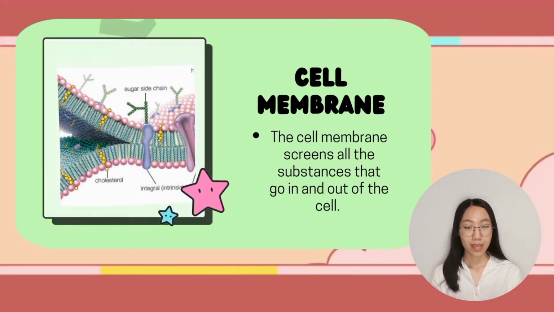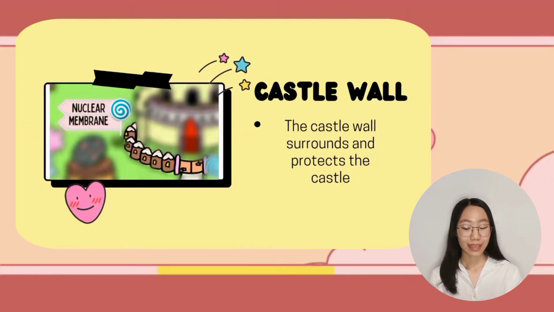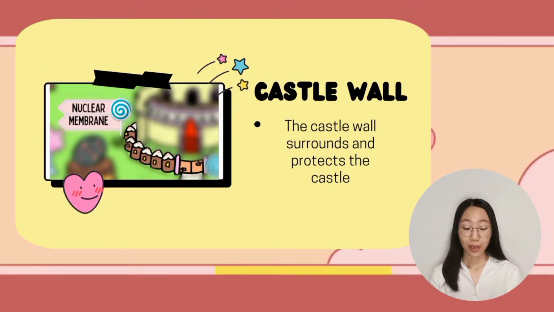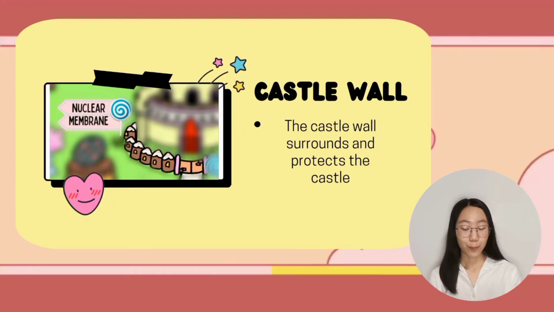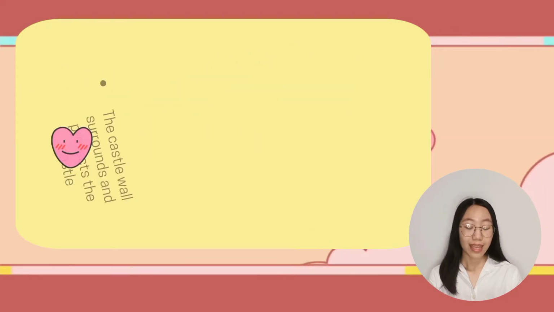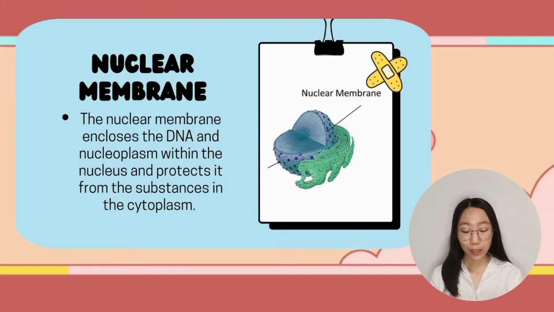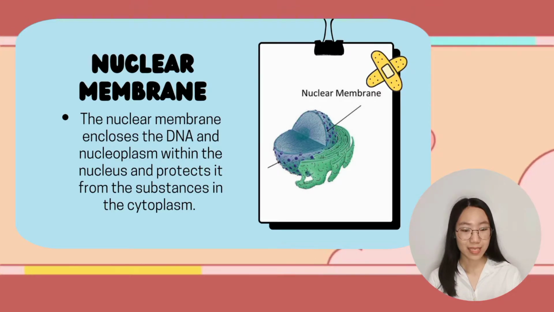Next, the castle wall is like the nuclear membrane because it surrounds and protects the castle, just like the nuclear membrane. It encloses the DNA and nucleoplasm within the nucleus and protects it from the substances in the cytoplasm.